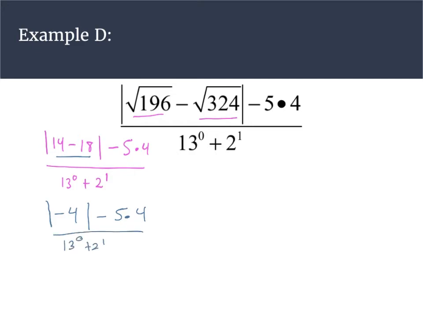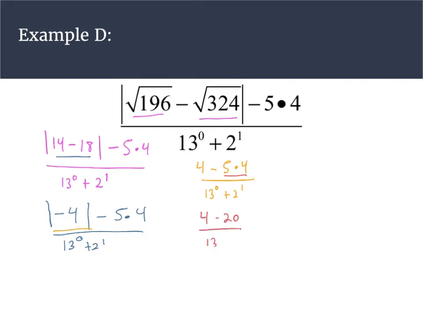The absolute value of negative 4 is going to be 4, so I'm going to write that down. 4 minus 5 times 4, all over 13 to the 0 power plus 2 to the first power. So now I've got to finish up the top. I've got subtraction and I've got multiplication. I know I'm going to go to the multiplication first, so 5 times 4 is 20, so bring everything down. 4 minus 20, all over 13 to the 0 power plus 2 to the first power.